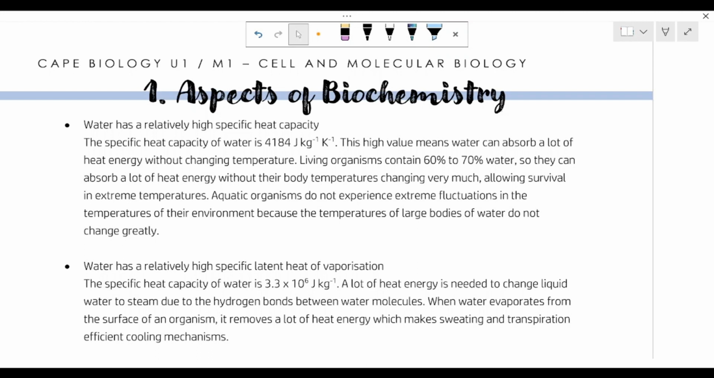And that's very important to living organisms. They contain 60 to 70% water, so they can take in a lot of heat energy without having their body temperatures change very much, which is especially useful to organisms in extreme temperatures. Further, aquatic organisms do not experience extreme fluctuations in the temperatures of their environment because the temperatures of large bodies of water do not change greatly, again, due to that specific heat capacity.